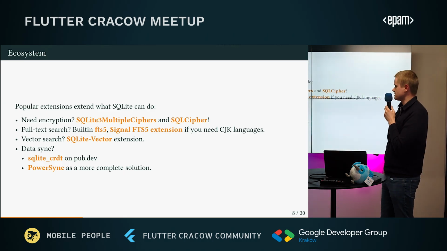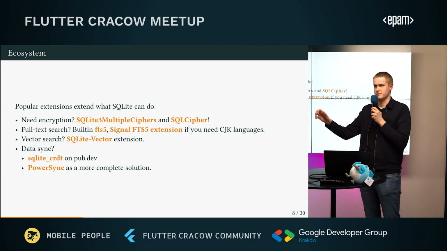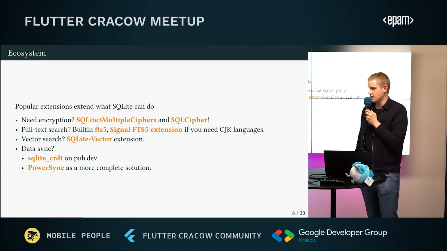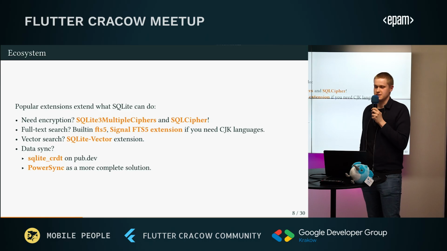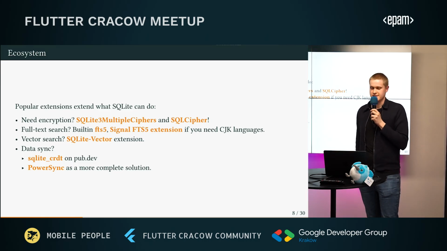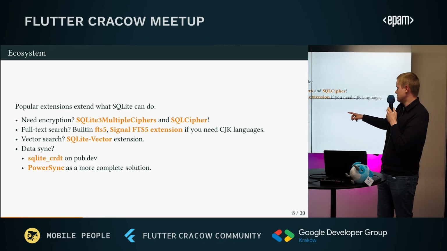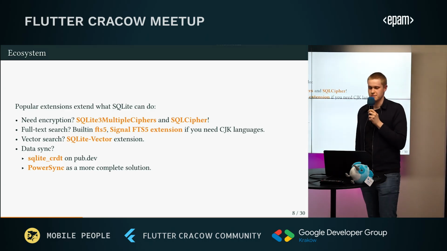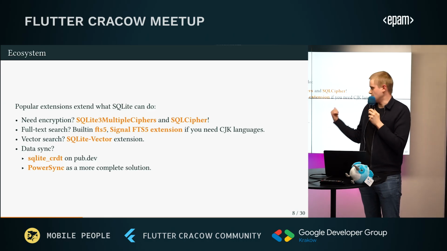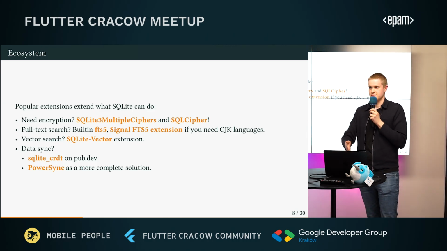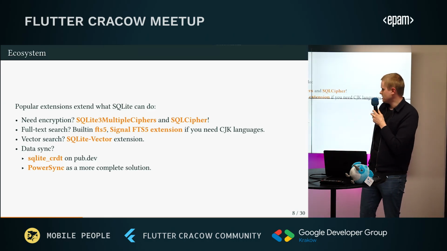If you need to use full text search, like just a string-based search in human written language, there's built-in support for that using the FTS extension, which stands for full text search, in SQLite. That mostly supports Latin languages, but if you need, for instance, some Asian languages, then the Signal messaging app has an open source extension that you can plug into that, and then you get support for that as well.